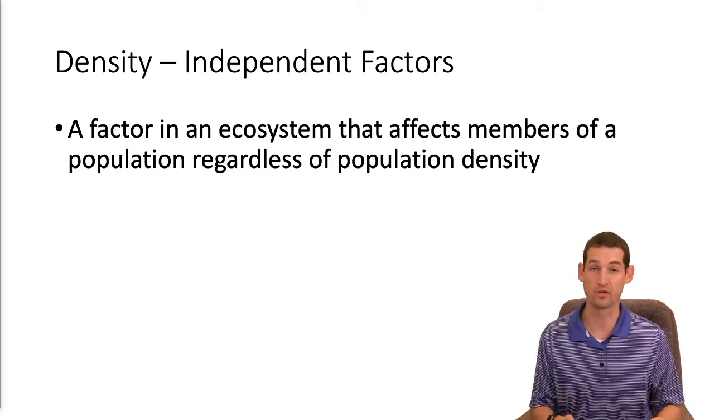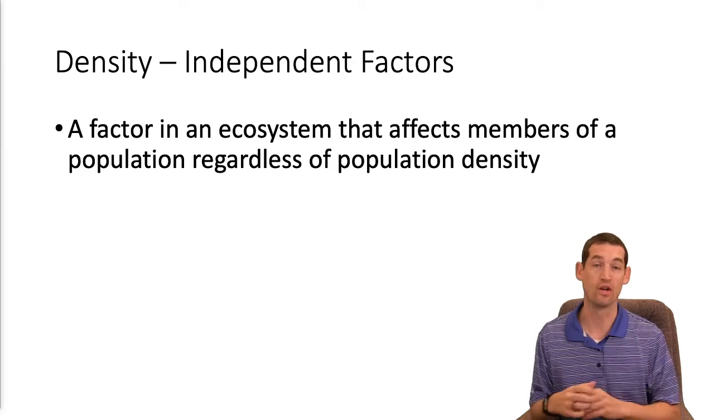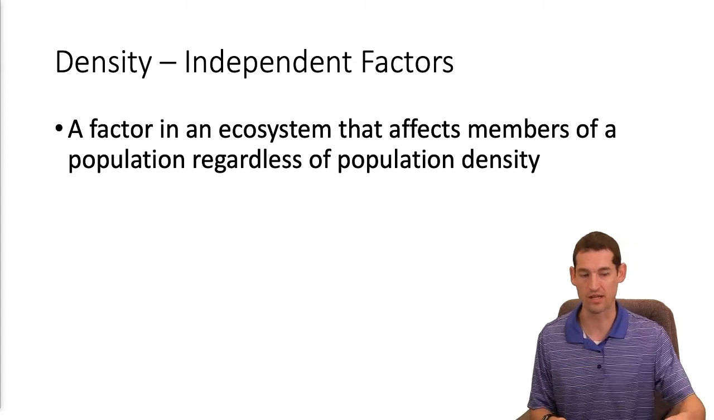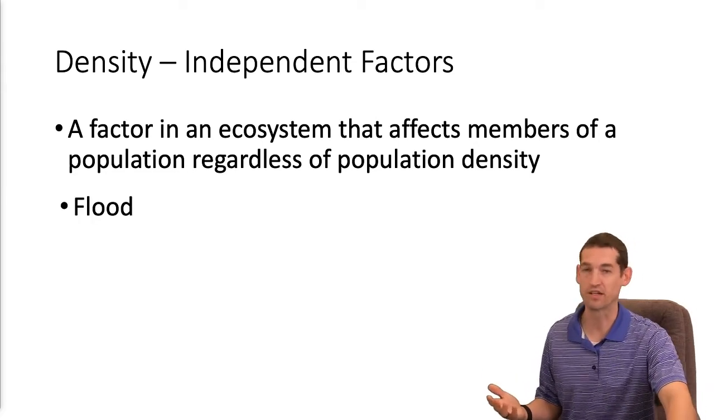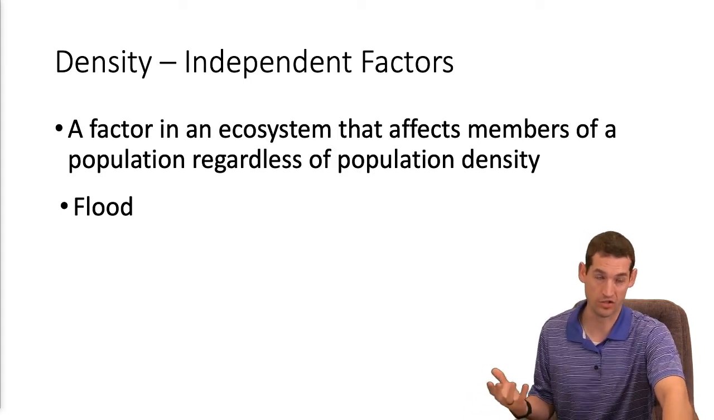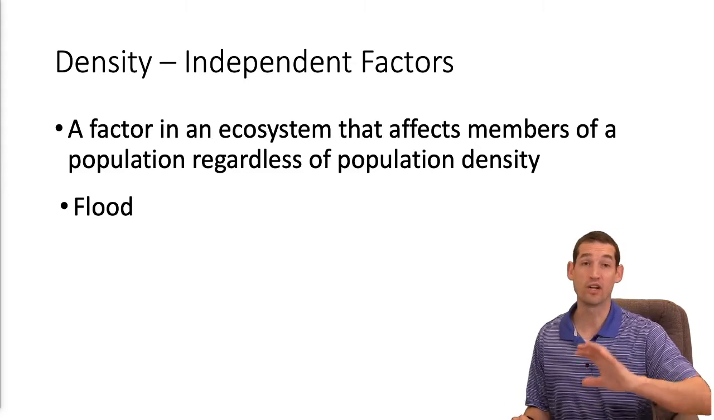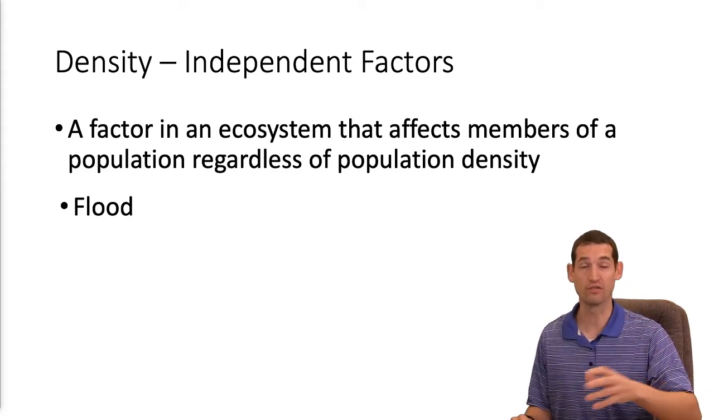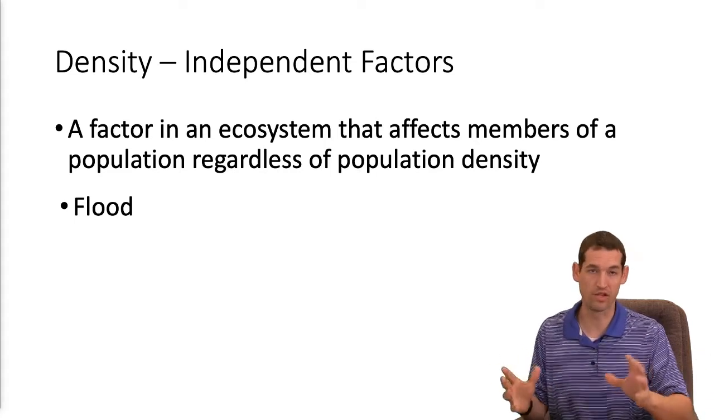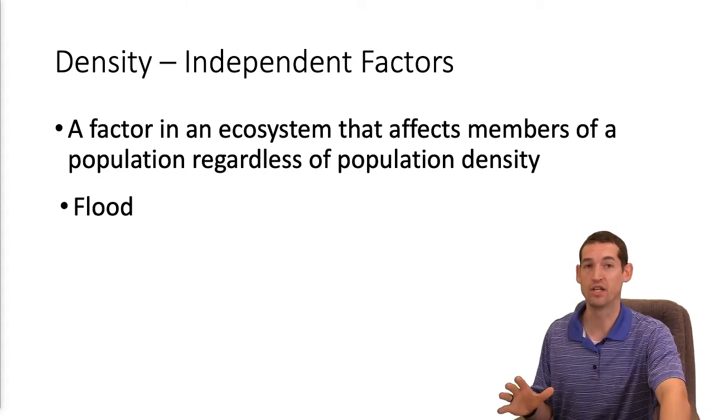It doesn't matter if there's 1 of you in an area or 1,000 of you in the area, this will still affect you roughly the same. So examples of this would be things like a flood, right? Having more people there isn't going to make the flood any different. It's just a flood. Now, we're not talking about the people causing the flood, because having more people in an area may affect a flood if we've done other things. I'm just talking about the flood itself.